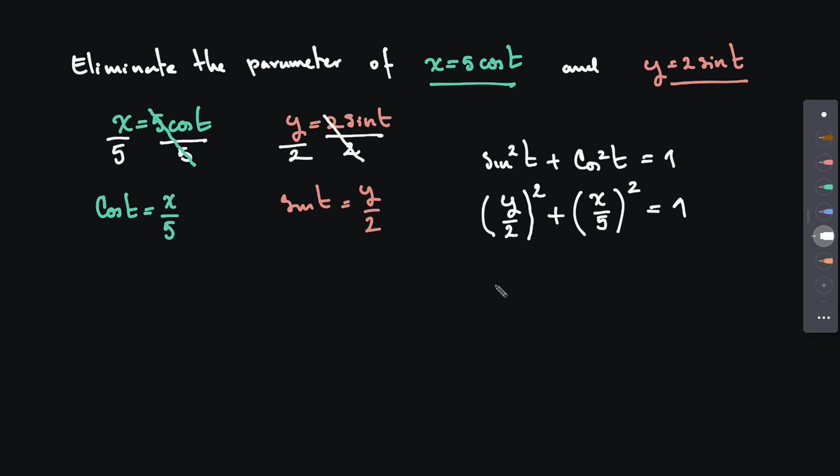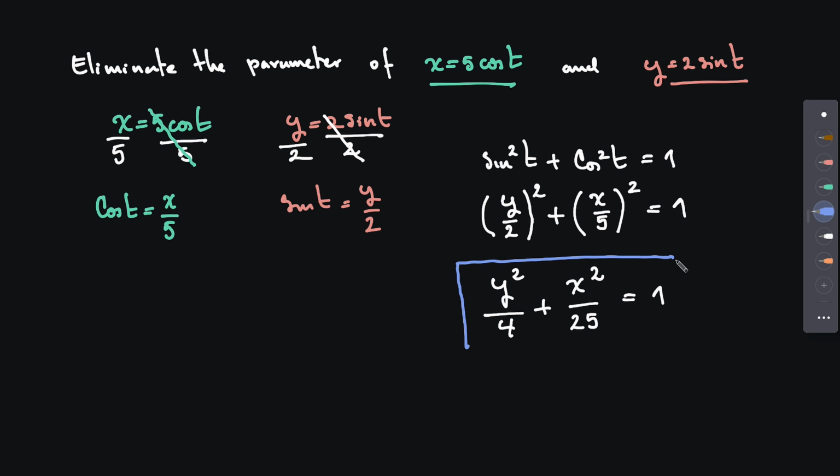Y to the power of 2 is y to the power of 2. 2 to the power of 2 is 4. Plus x to the power of 2. And 5 to the power of 2, that is 25. So y squared over 4 plus x squared over 25 equals 1. Okay, and this, if you already started studying conic sections, this is an ellipse.